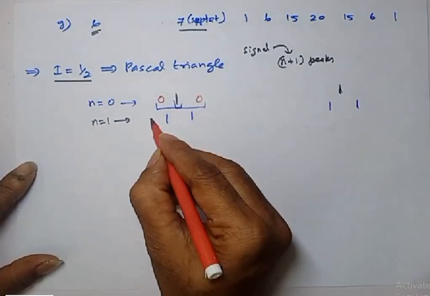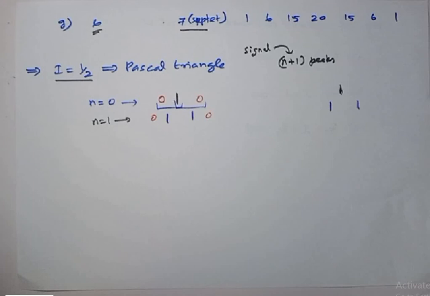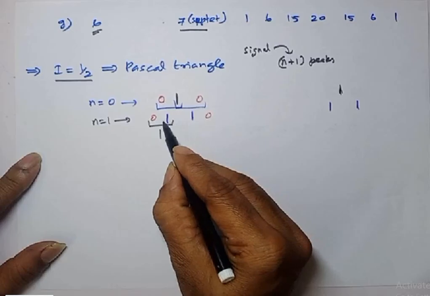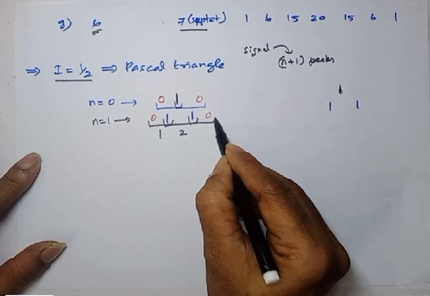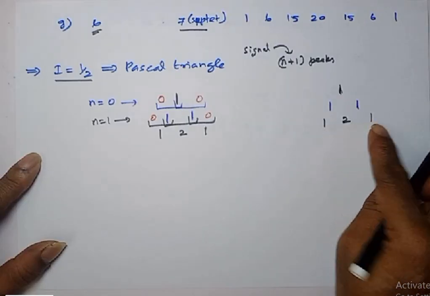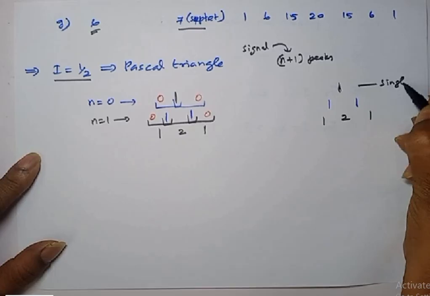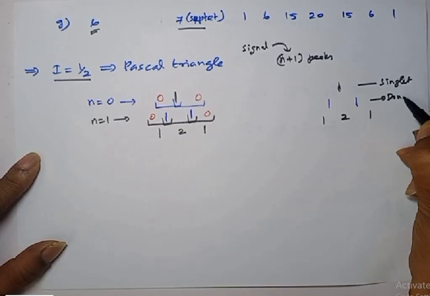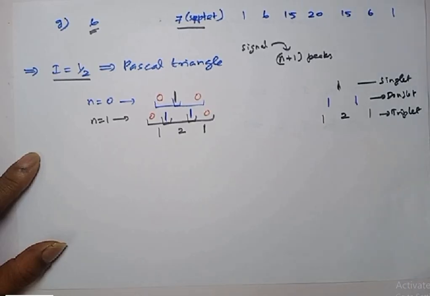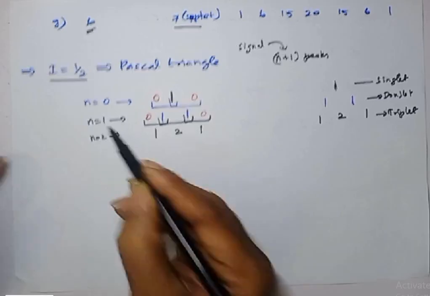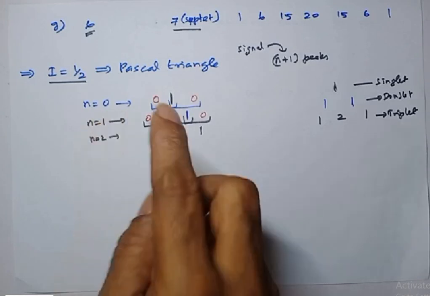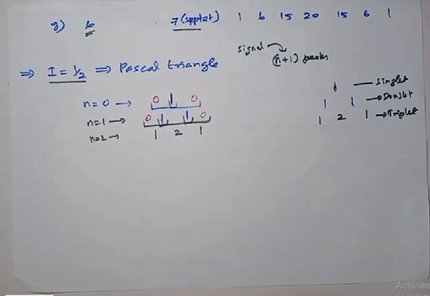For the triplet, what to do? Add a zero on both sides, then add 2 numbers each. First I'll add these two. 0 plus 1 is 1. 1 plus 1 is 2. 1 plus 0 is 1. So we get signals with the intensity ratio 1:2:1. This row is for singlet, this is for doublet, and this is for triplet. So this is for n equal to 2. If n is equal to 2, we get a triplet. Remember, n is nothing but the number of HB protons present on the adjacent carbon.